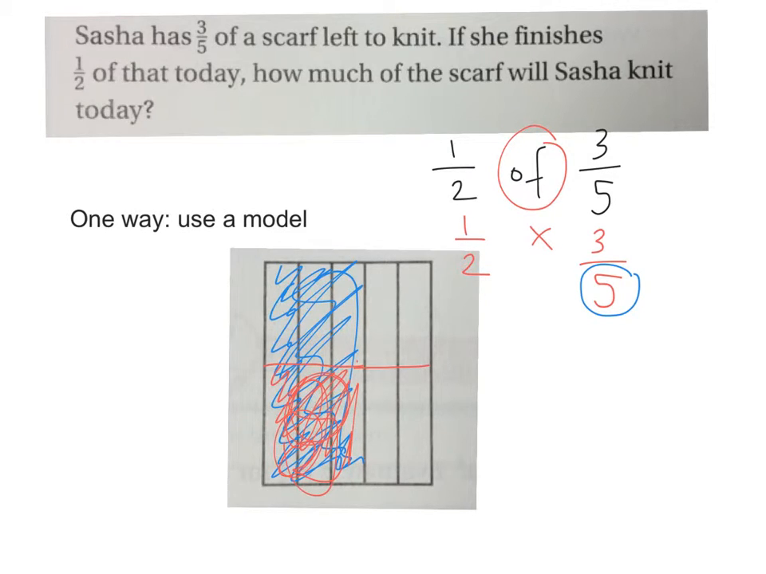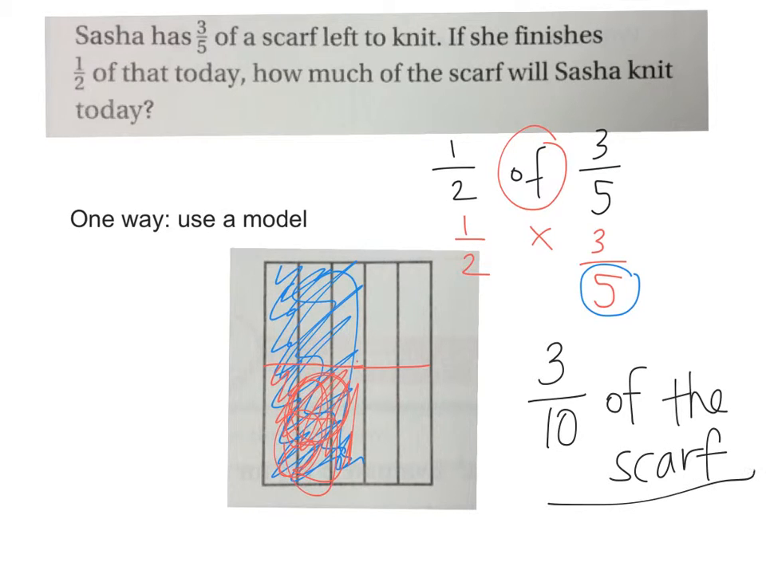Now, of course, my question to you is, how many boxes total are there in the scarf right now? 10 boxes total. And how many of those tenths is Sasha going to knit today? Arushi? 3. So today she's going to knit 3/10 of the scarf. Okay, this is review from about 2 lessons ago when we learned how to model fraction multiplication.